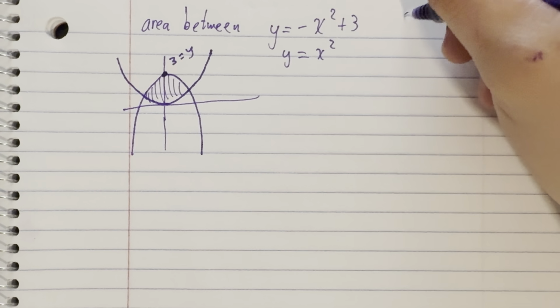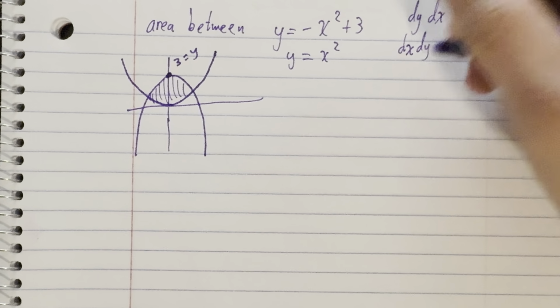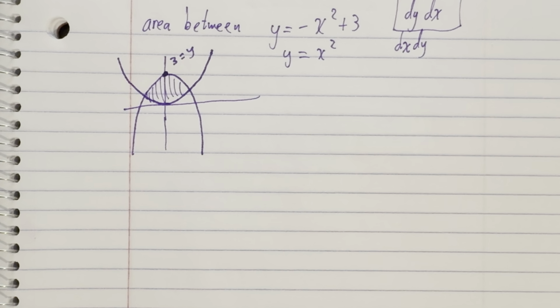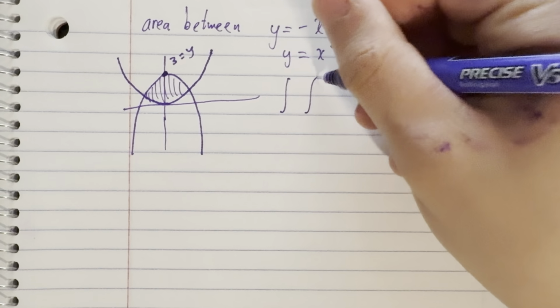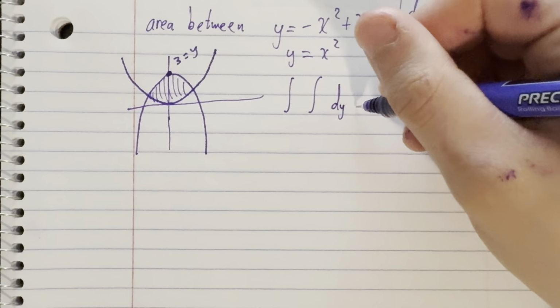So we have two choices of orders. We have dy dx, right? And dx dy. Well, let's first do the easy one. We'll do dy dx. Okay? So we're going to have this set up. And then we're not integrating anything because we're finding area.